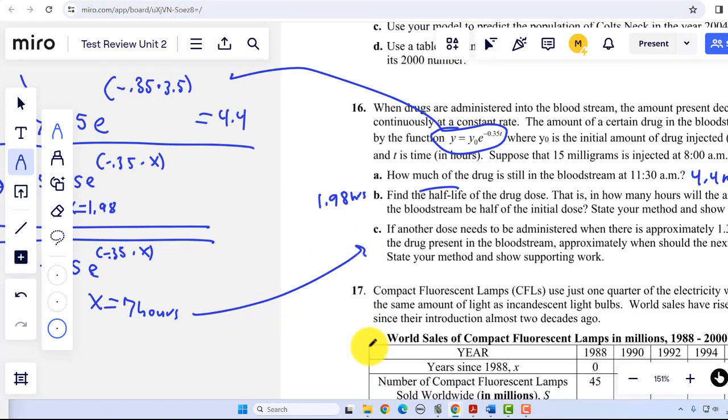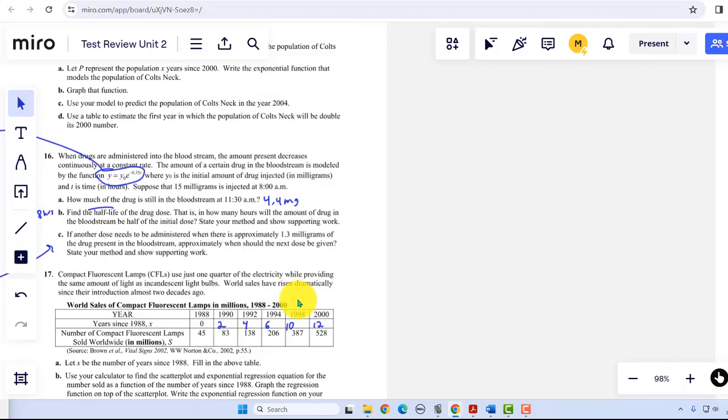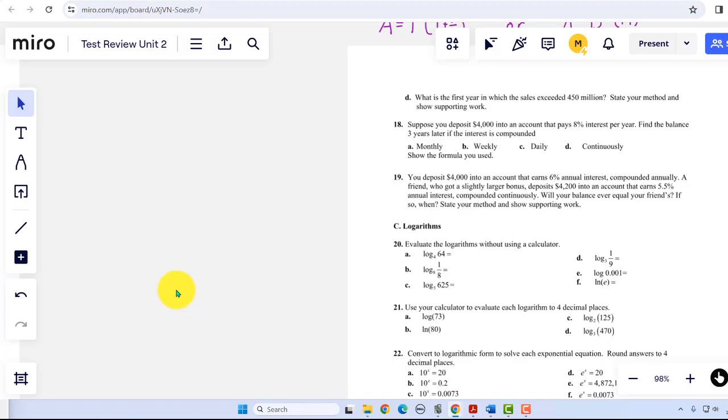So I think I'll stop here, and I'll do another video to cover problem 17, which is regression, and I'll answer some of these other problems on the next page as well.